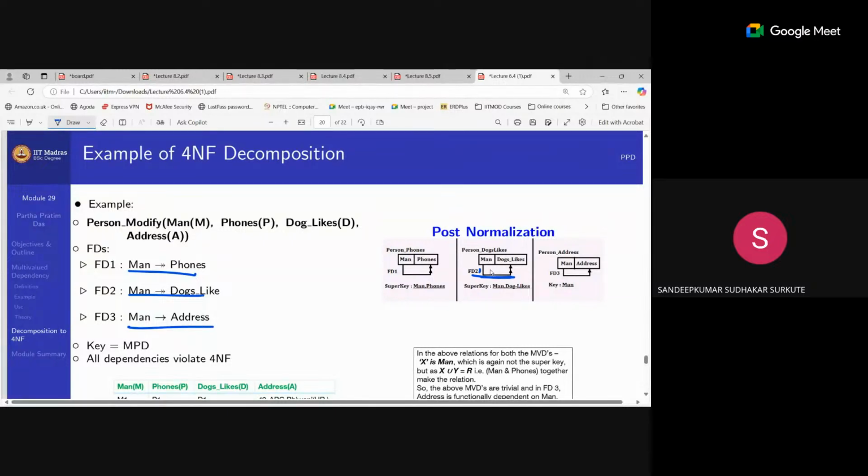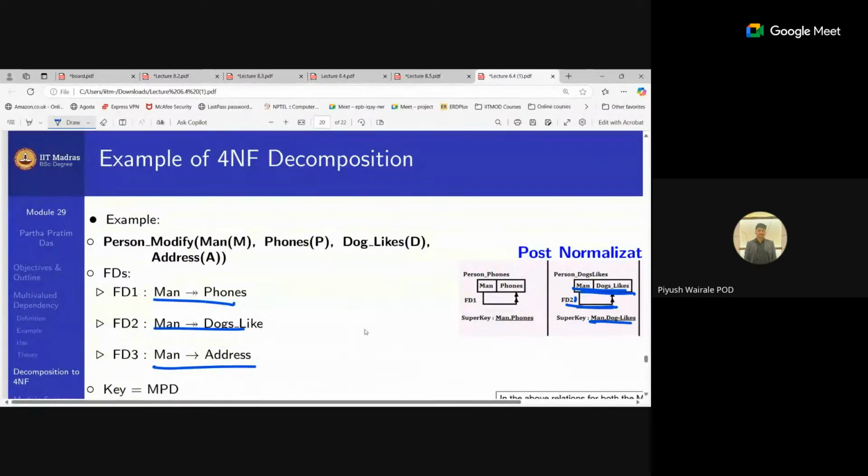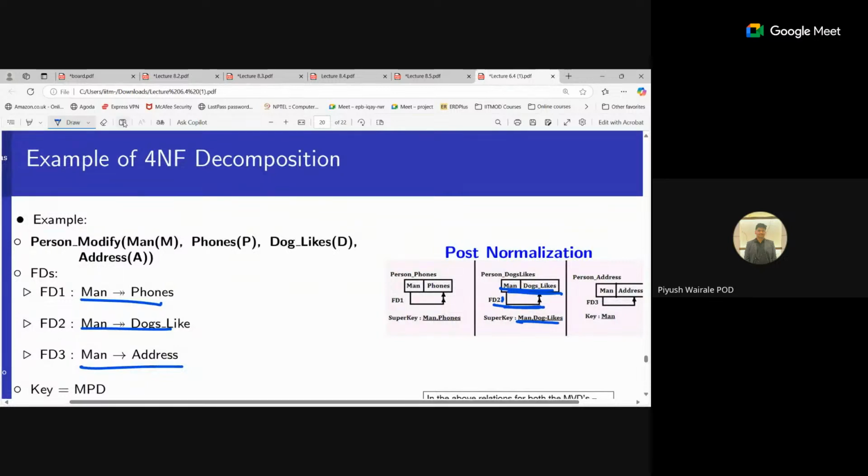So the same man can have dog one and dog two, right? So the man is no more a key in this reduced relation. Man and dog likes combined is a key here. Whenever you make a composite key, let's say we have man and dog likes, M1 can have D1, M1 also can have D2, but combined is the key here. Combined is unique here.